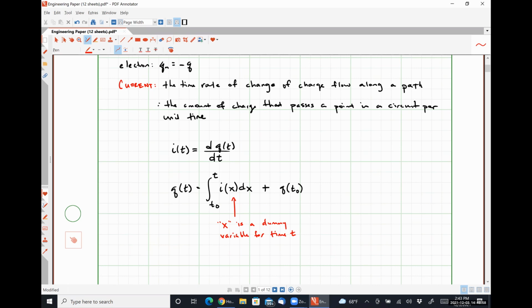Yes, ma'am. That's a fantastic question. It is not in the integral because it occurs after the dx. The dx bit is the last part of our integral. So the q of t naught is absolutely not. So what we're saying here is that charge is equal to the integral of current plus some amount of charge that we know at time t naught.